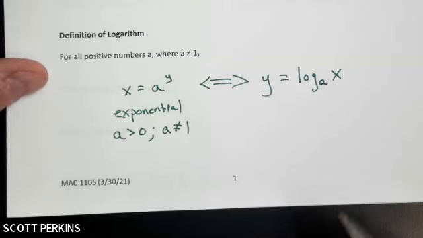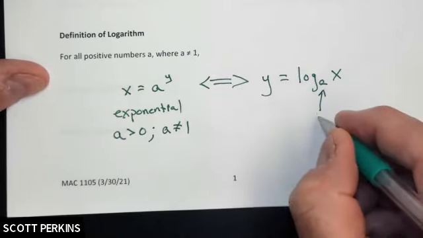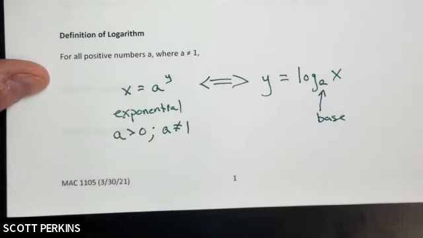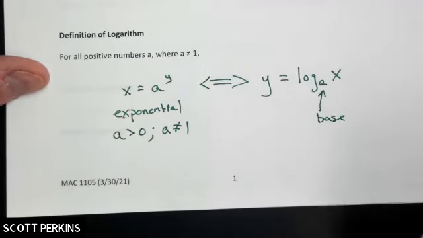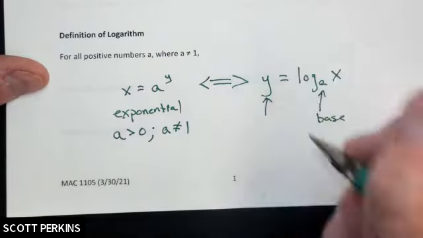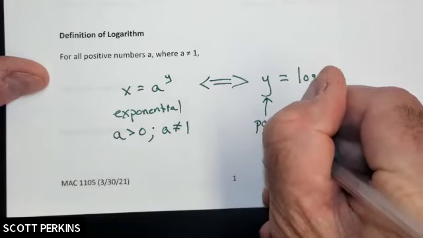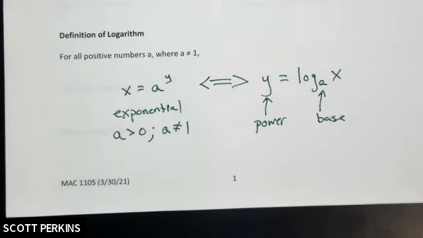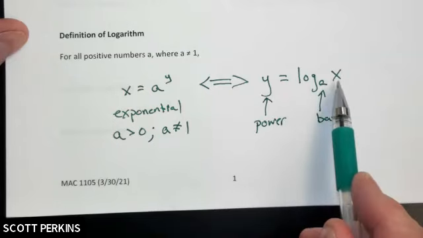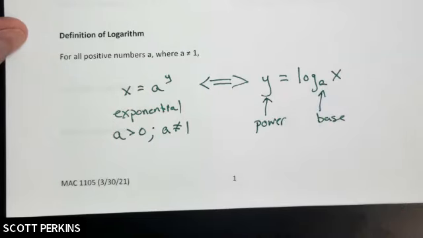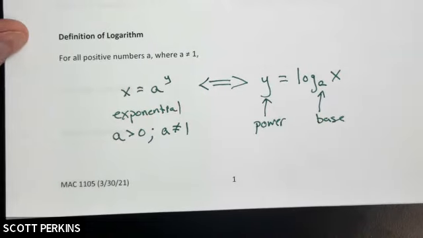Two things that I want you to notice. This right here is the base. It's the base of the logarithm. It's the base of the exponential. It's the same thing. And then the thing that you should recite to yourself, if you haven't seen this before, is my logarithm is always equal to the power. Logarithm equals the power. Basically, what this gives you is what power of the base gives you whatever value you're taking the logarithm of.